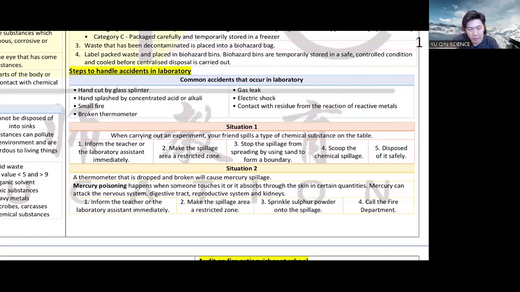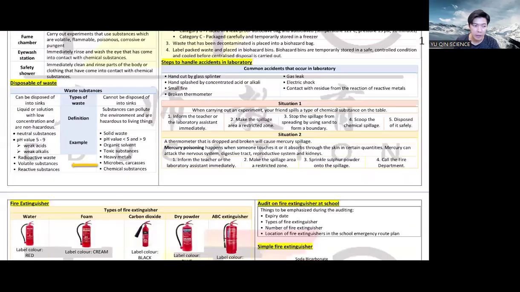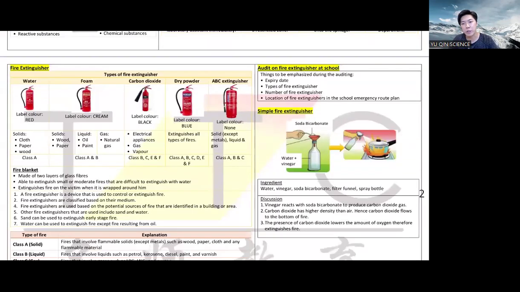To calm down, right? And then the rest will be quite similar. This one is to scoop it and dispose safely, and this one is to call the fire department instead, okay? So the steps you'll try to remember a bit. Not very difficult. Okay, then the next will be fire extinguisher.